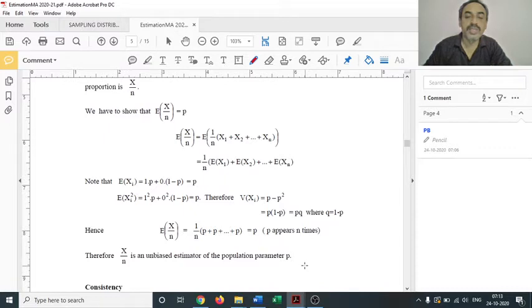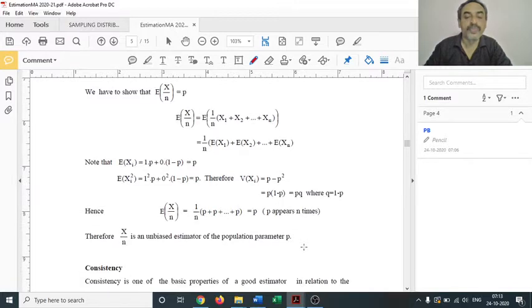So when we consider here three examples, one is sample mean, second sample variance, the third is sample proportion. Sample mean is an unbiased estimator of population mean. Sample variance is a biased estimator of population variance, but it may be asymptotically unbiased. Sample proportion is an unbiased estimator of population proportion.